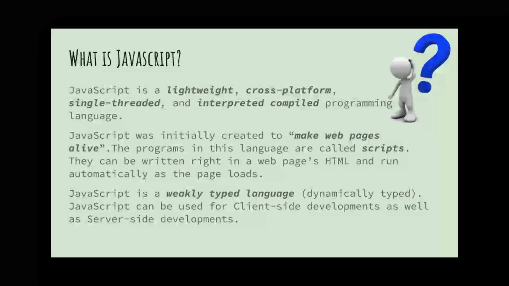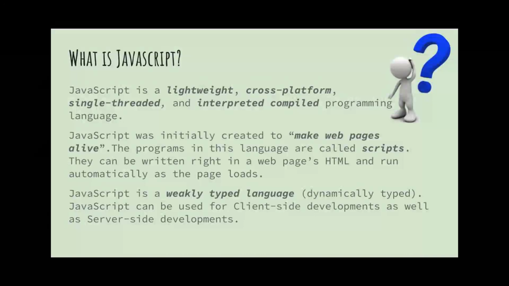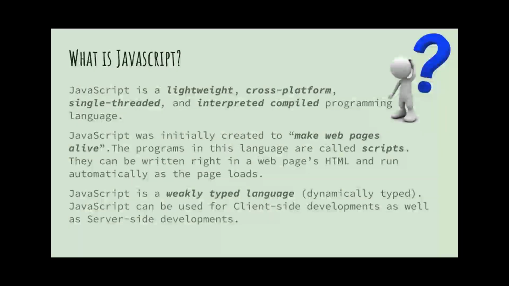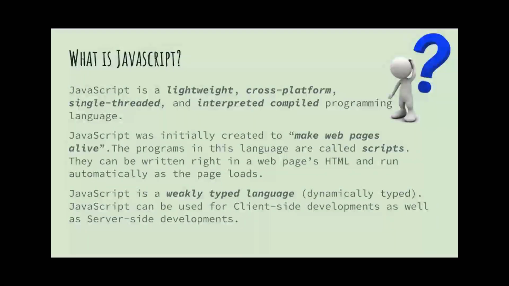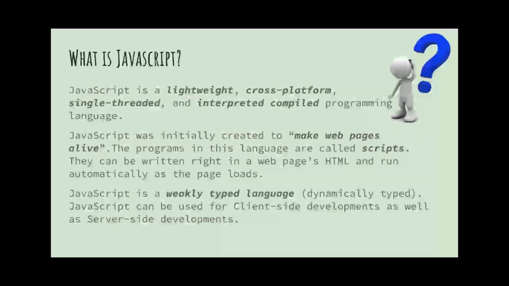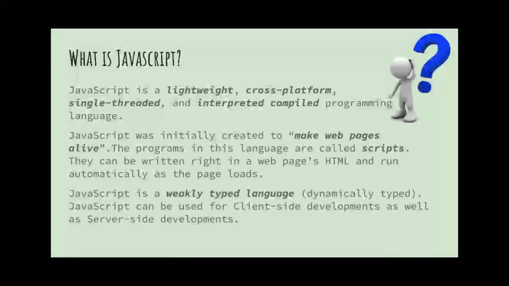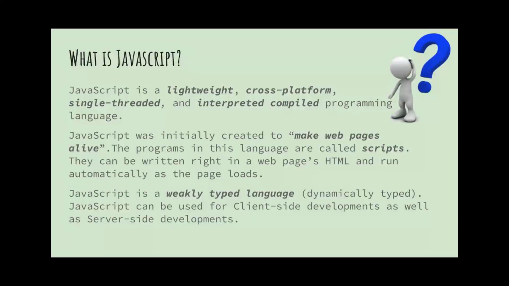Second is cross-platform. As the name itself suggests, it is a language that can run on any platform. JavaScript can run on any platform, whether it is web, mobile, or desktop. Third is single-threaded programming language. Single-threaded programming languages are those that execute one task at a time, and JavaScript executes every task sequentially.